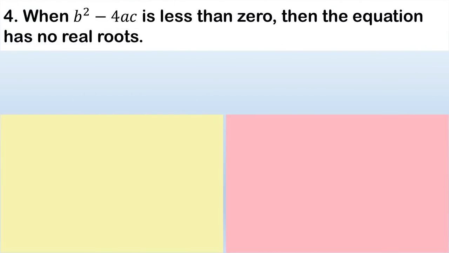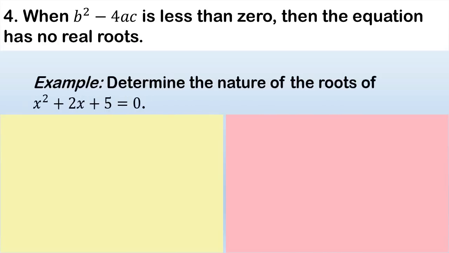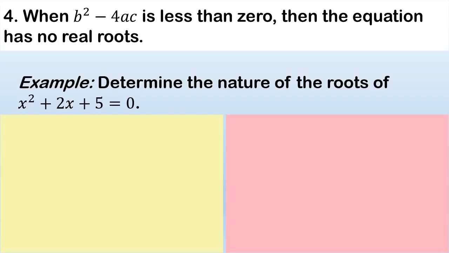Number 4. When b squared minus 4ac is less than 0, then the equation has no real root. So, what does it mean? When it is less than 0, lower than 0, it will have no real roots. Okay, so let's check. Determine the nature of the roots of x squared plus 2x plus 5 equals 0. So again, first step, identify the values for a, b, and c.